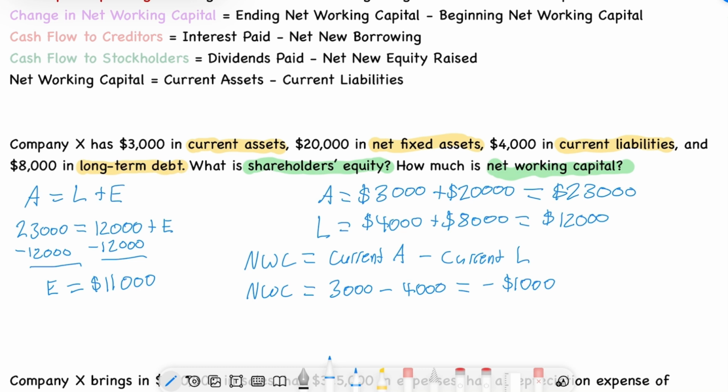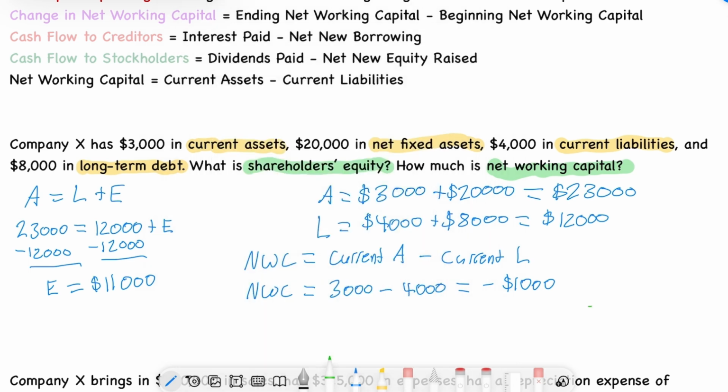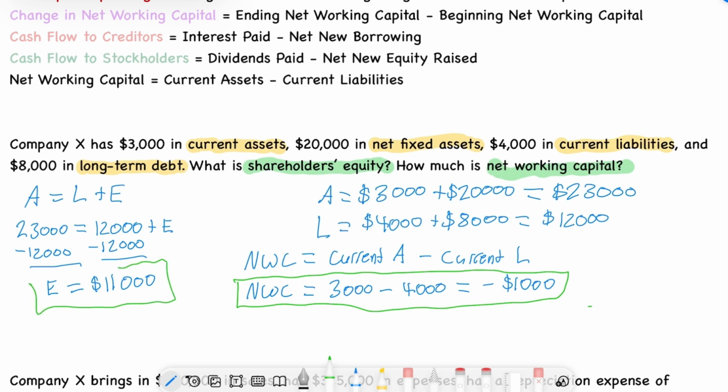Not always a bad thing, especially if we're paying off debt. We have to interpret it however we're given, based on the problem we're given. But negative net working capital means cash is coming out. Positive net working capital means cash is coming in. And that gives us our answers for the net working capital and the shareholders' equity.